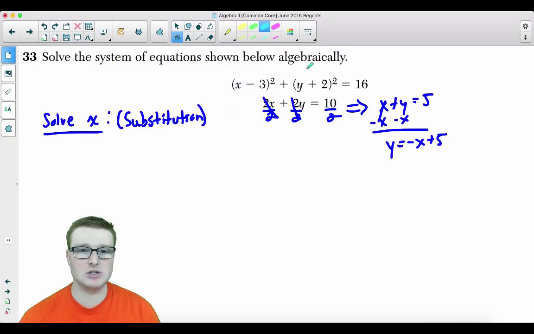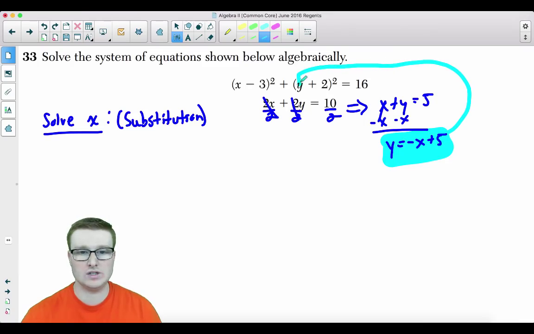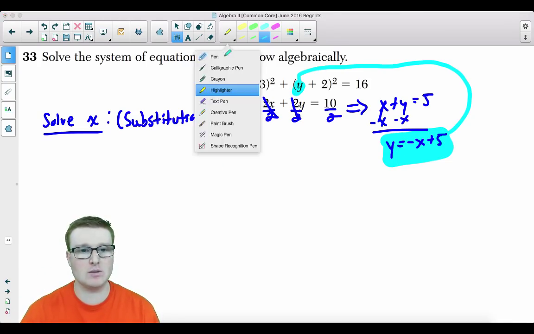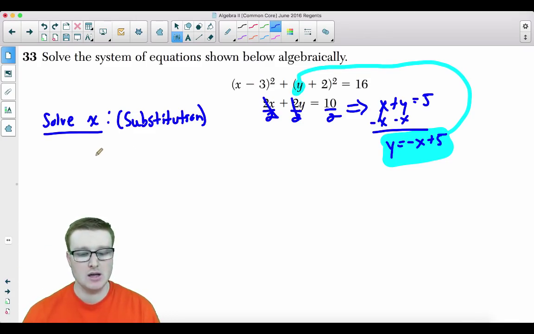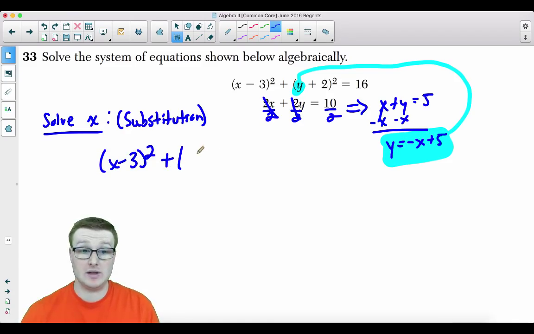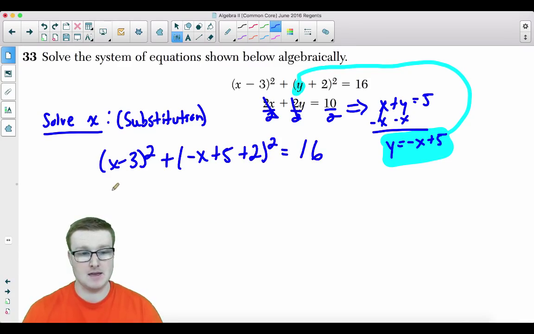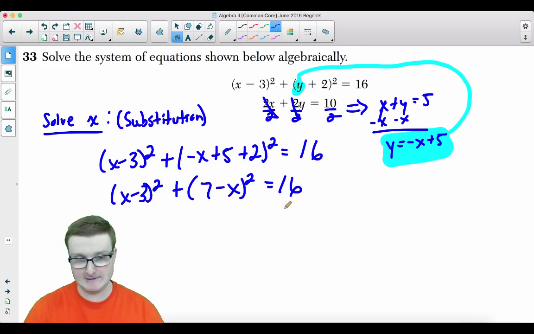Ladies and gentlemen, now what we could do is take this and substitute it in for where you see a y. Well, you see a y right over here. So make that y equal to negative x plus 5. Now we're dealing with one variable. That's a good thing. We cannot deal with more than one variable when solving for it. So we get (x minus 3) squared plus, now I'm replacing this, (negative x plus 5 plus 2) squared equals 16. So we get (x minus 3) squared plus (7 minus x) squared equals 16.